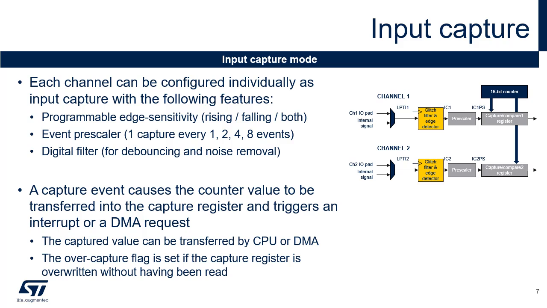Once the capture trigger is issued, the timer's counter value is transferred into the capture register and an interrupt or a DMA request can be issued. If a new capture occurs before the previous one has been read, the capture register is overwritten and an over-capture flag is set for the software to manage this condition if needed.